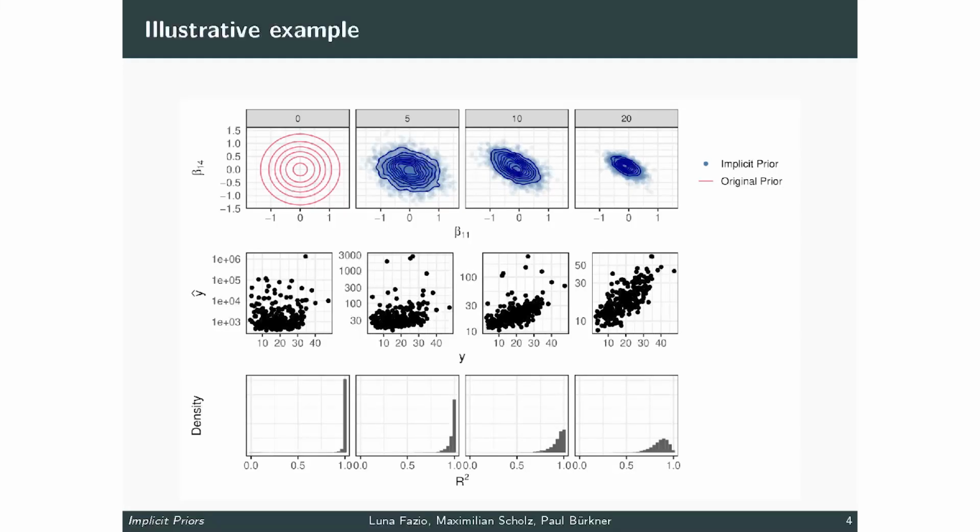We also can look at the prior R square, how much variance is explained. It's almost 100% explained variance. It's not a sensible prior, but it's also hard to specify a prior that would produce something more sensible.